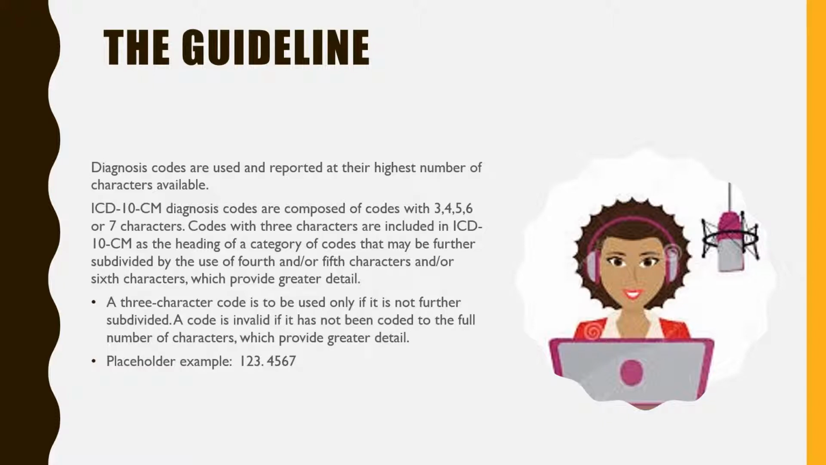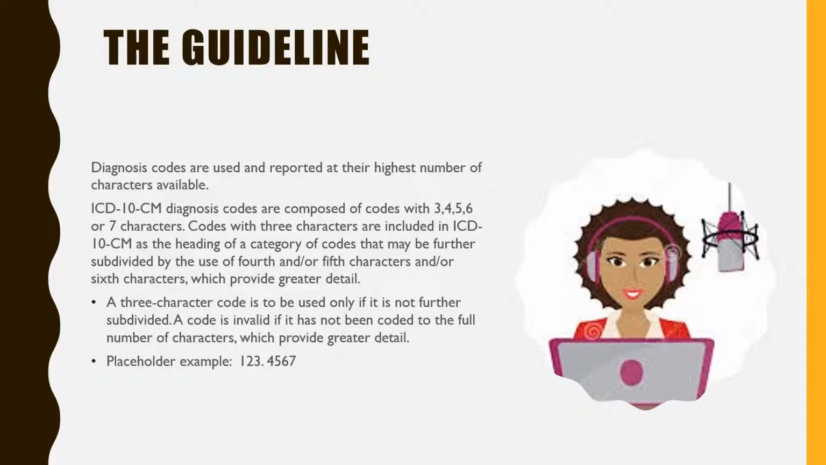Codes with 3 characters are included in the ICD-10 CM as the heading of a category of codes that may be further subdivided by the use of fourth and/or fifth characters, as well as a 6th character, which provides greater detail. A 3-character code is to be used only if it is not further subdivided. A code is invalid if it has not been coded to the full number of characters, which provide greater detail.